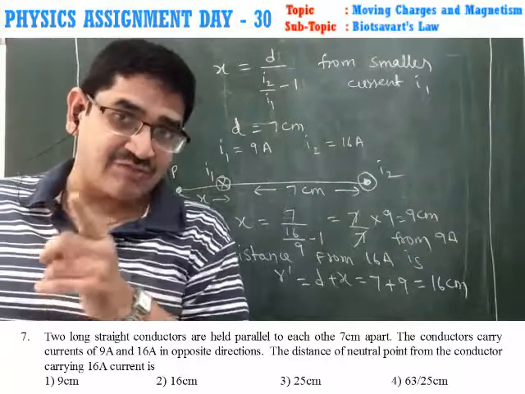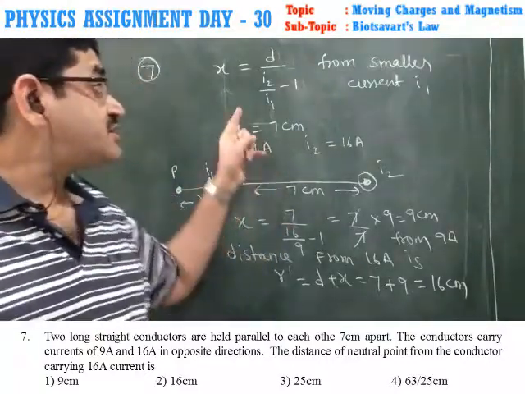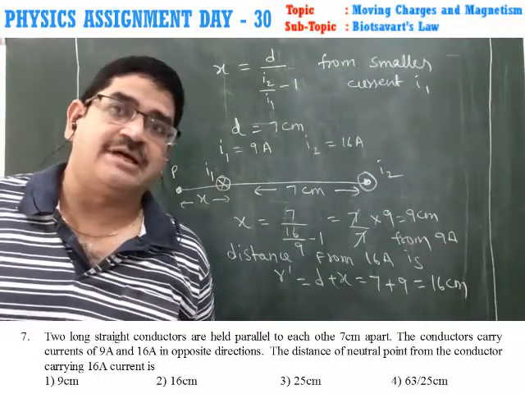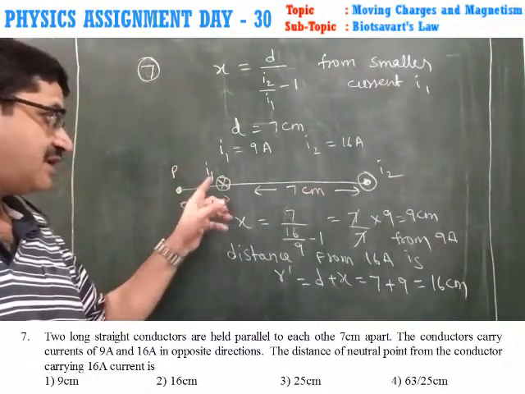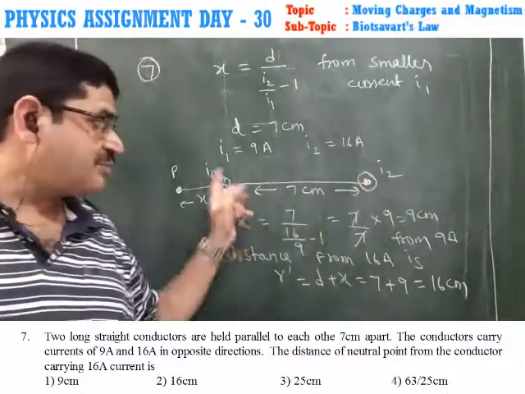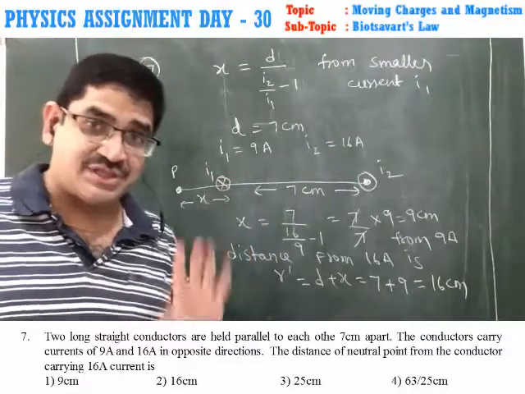Previously we were saying plus 1 when the currents are in the same direction. This time you will get I2 by I1 minus 1 when the currents are in opposite directions. So your currents are in opposite directions, you can say I1 into the plane and I2 out of the plane. Both are in opposite directions, separation D equal to 7 centimeters.